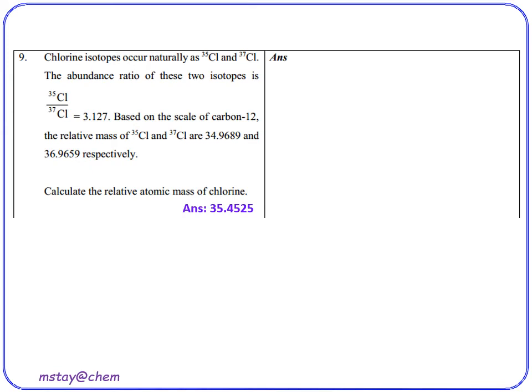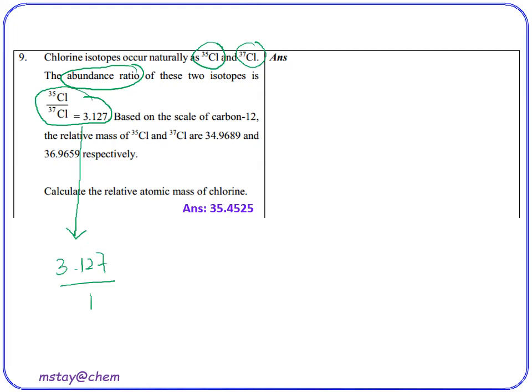Okay, let's continue with question number 9. Chlorine has two isotopes, 35 and 37, and the abundance ratio is given as 3.127. In this case, we can consider it as 3.127 over 1. This means for chlorine-35 it is 3.127, while for chlorine-37 the ratio is 1 only. Based on the scale of carbon-12, the relative atomic masses given are 34.9 and 36.9 something.